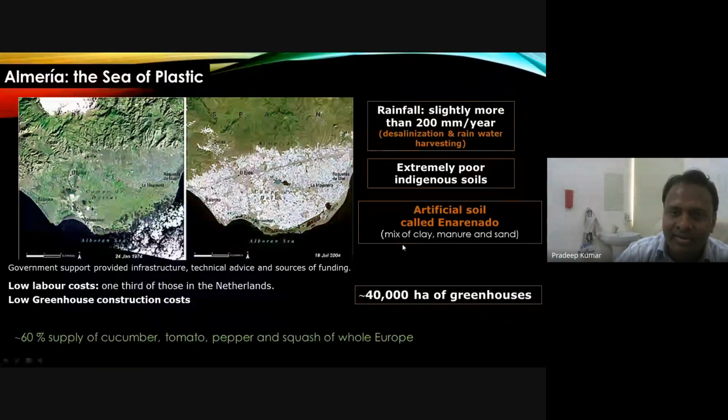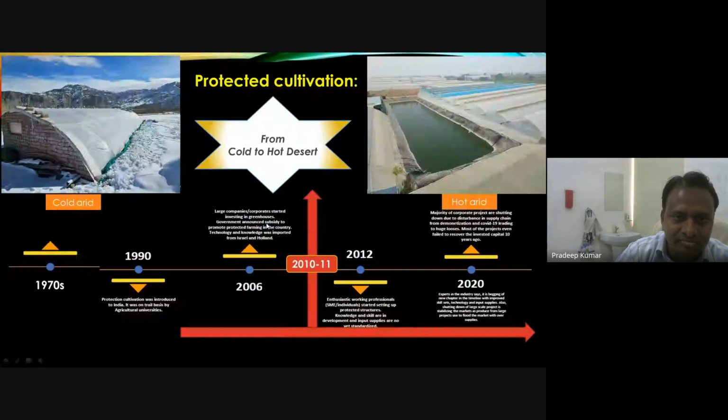All the soils are artificial, and they make a layer of clay, manure, and sand on the top. They don't use mulching because it's pure sand, and the sand is used as mulching. Unless it is very high-tech greenhouse cultivation, most of it is moderate greenhouse cultivation in this particular province.